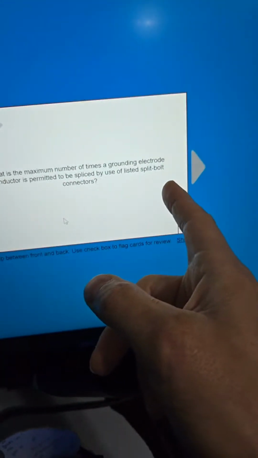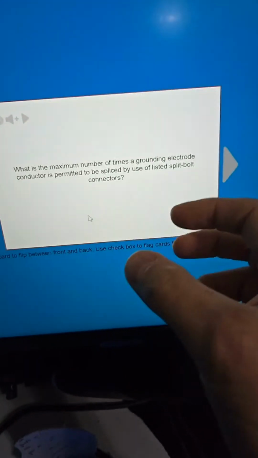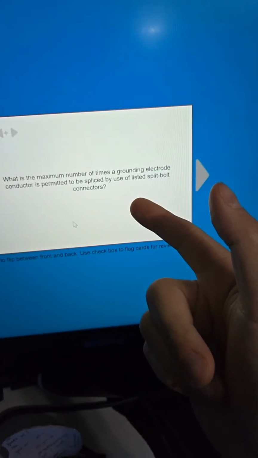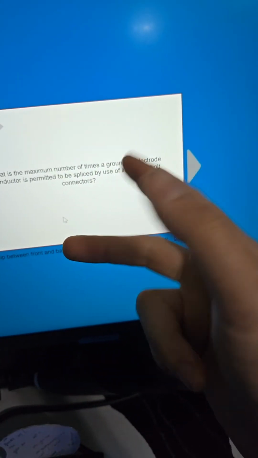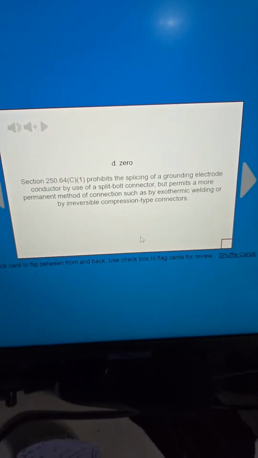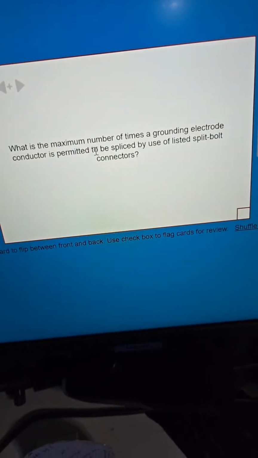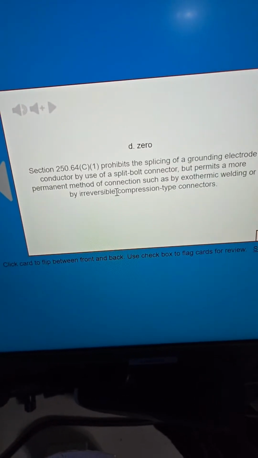Oh, this is a trick question. The answer is 0. You can't splice a grounding electrode conductor with split bolt connectors. It has to be permanent. Irreversible, CAD weld, listed pressure connectors. You can't splice grounding electrodes with a Kearney. Bam, got it. And look, verbatim. Exothermic welding, CAD weld, irreversible, compression type.